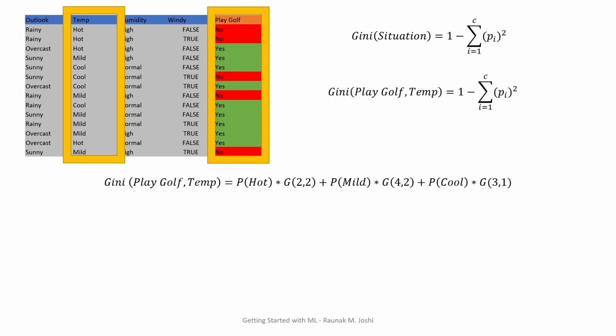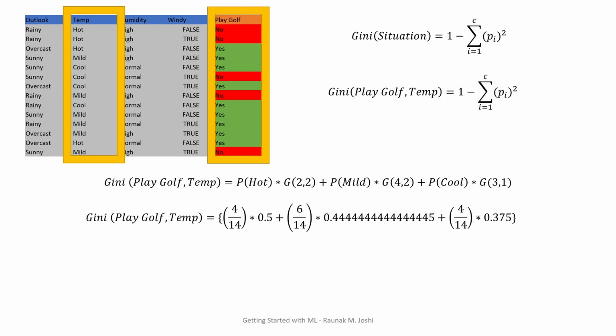Similar goes for the temperature, where you have hot, mild and cool. You are going to check the hot occurrences. We have 4 hot values, where 2 are yes, 2 no. In the mild section we have 4 yes, 2 no, so we have a total of 6 mild values, and similarly we do it for cool, where we have 4 values out of which 3 are yes, 1 is no. And we are going to find Gini indexes for all of those. I have calculated all of this manually. I would actually suggest you to do it. Just use a calculator and do it.